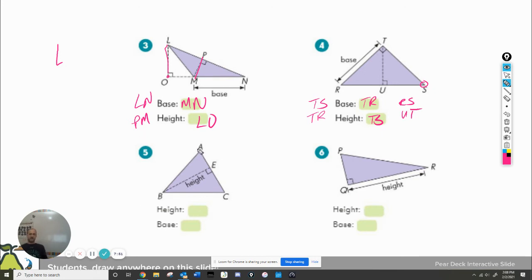For number 5, there's only one possible combination given to us. So height is BE. See, look at this. They're just unnecessarily tricky here to catch you off guard. The height is BE, then your base is going to be AC. Here the height is QR, and it's a right triangle, so it can be QP. And because it's a right triangle, those are interchangeable.